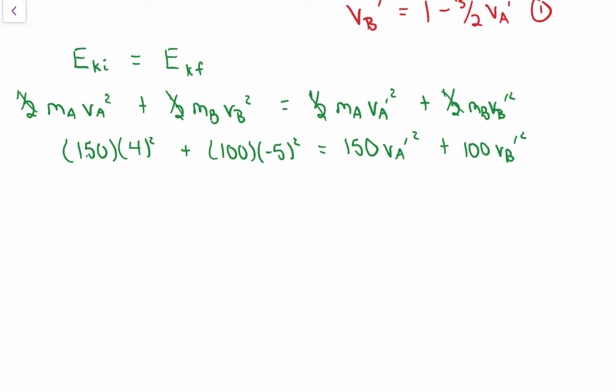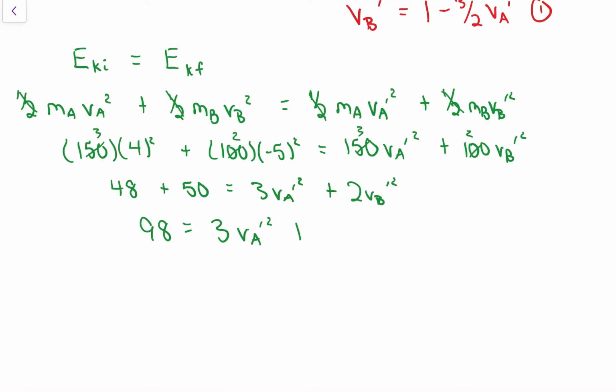When we clean that up, I'm going to do a couple things at once. I don't like all these big numbers, so I would call that 3 and that 2. That's a 3, that's a 2. When I clean that up and multiply it out, 3 times 4 squared is 48. 2 times -5 squared is 50. And that's equal to 3 I don't know squared plus 2 other I don't know squared. And of course that means 98 equals 3 I don't know squared plus 2 other I don't know squared. That's my equation 2.